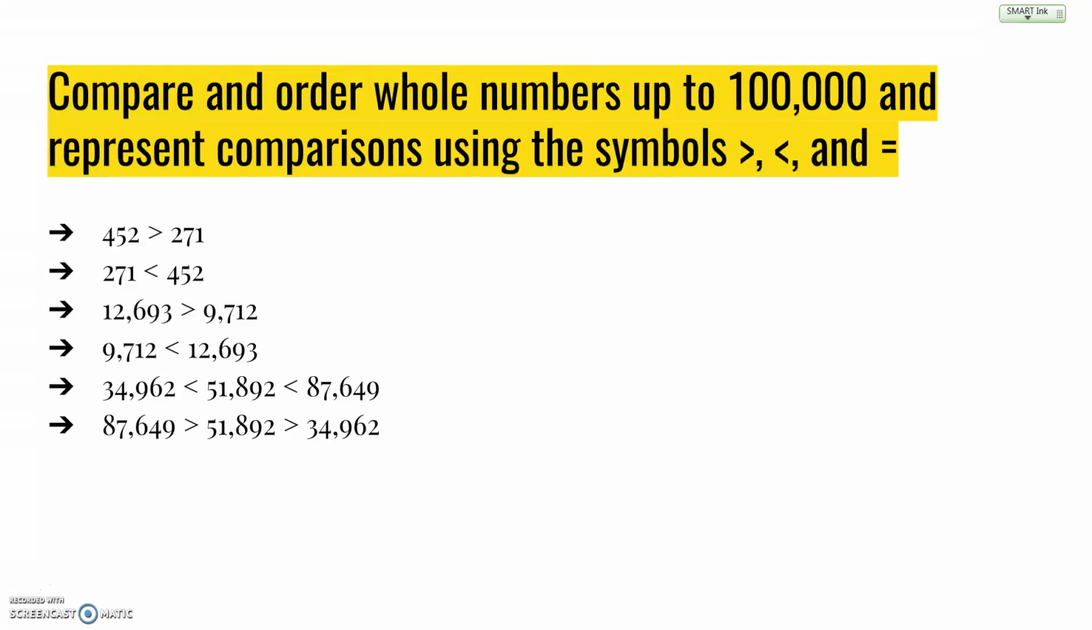So that's something new, something that they didn't really do in 2nd grade, where they're comparing more than 2 numbers using those symbols. They need to be able to write the symbols in the correct spot, but they also need to be able to read these comparisons to say 452 is greater than 271 and that 271 is less than 452.